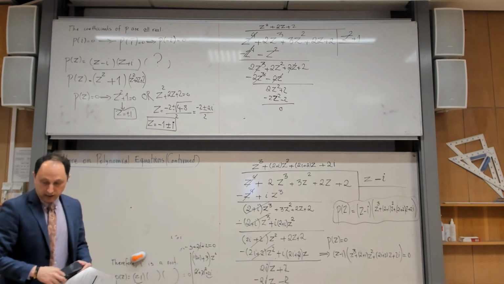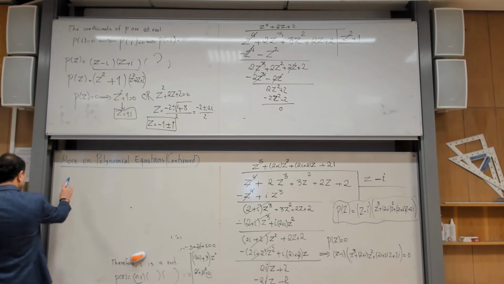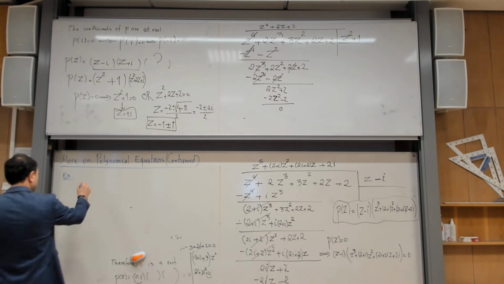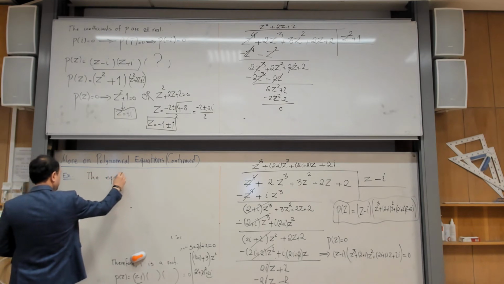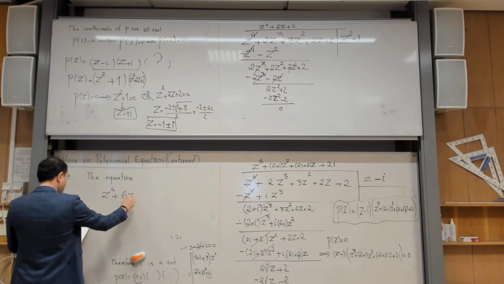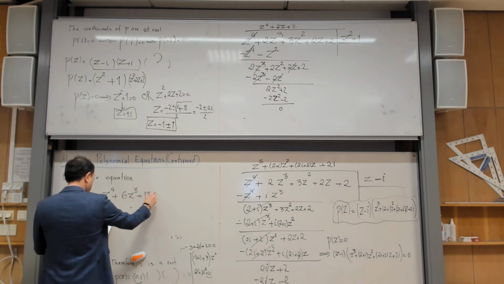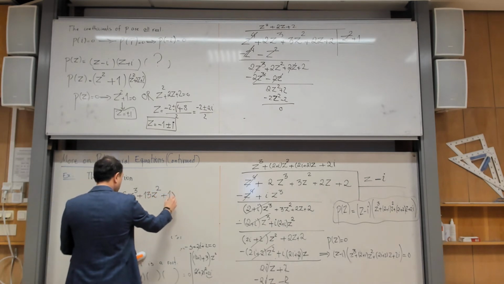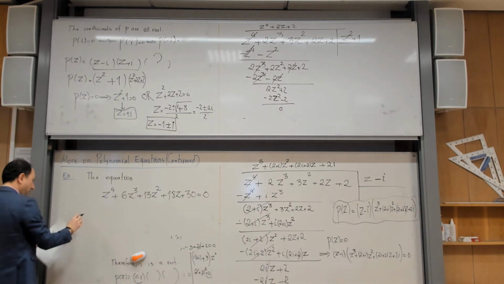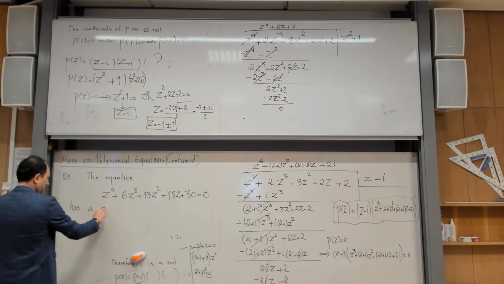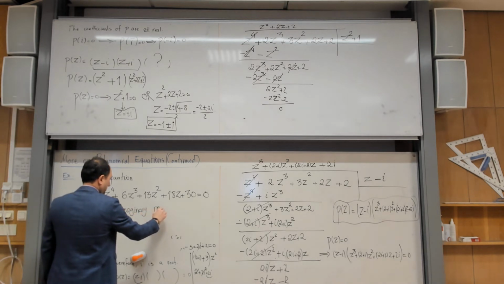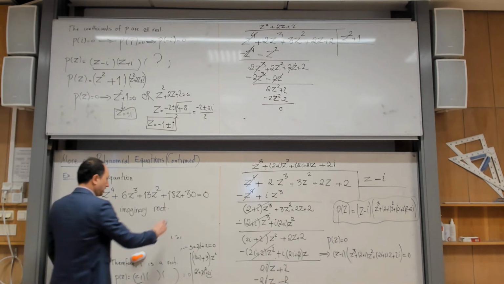The example is this. The equation z to the power of 4 plus 6z cubed plus 13z squared plus 18z plus 30 equals 0 has a pure imaginary root. Solve the equation.